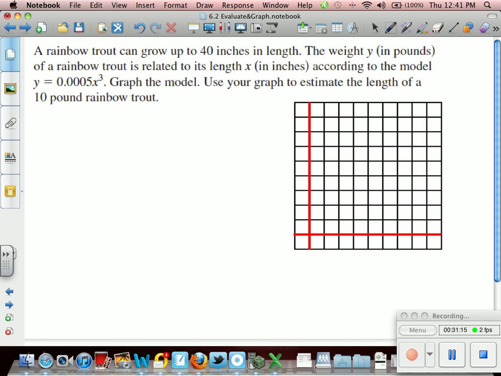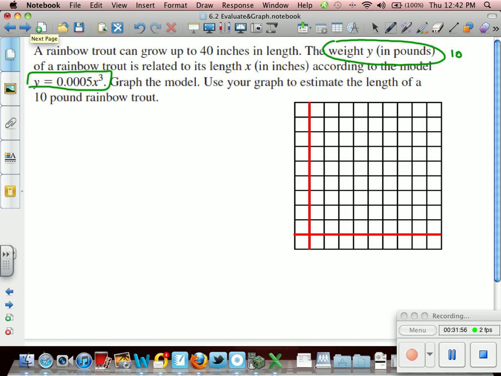This one's a little harder. It talks about a real life situation. So no matter what the graph looks like, I know that I'm not going to need the negatives because I'm not going to need a negative weight for a fish, and I'm not going to need a negative length for the fish. It gives me the equation of the model, which is wonderful. Y equals 0.005x cubed. It asks me to graph it and use the graph to estimate the length of a 10-pound rainbow trout. So I need to know that the weight, or at least get the weight, the Y, up to 10.